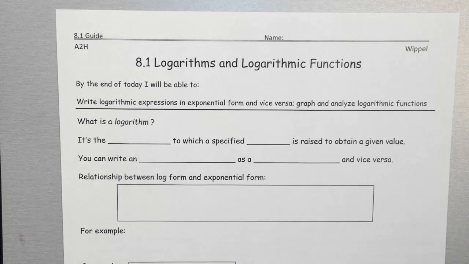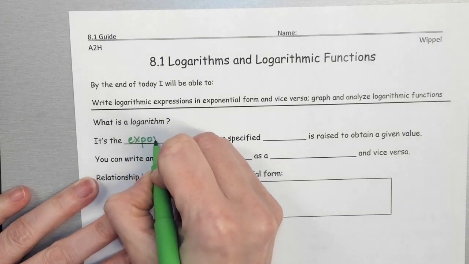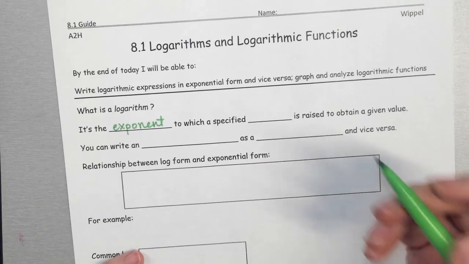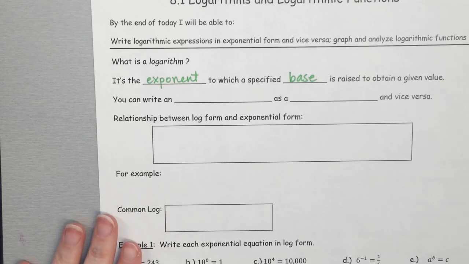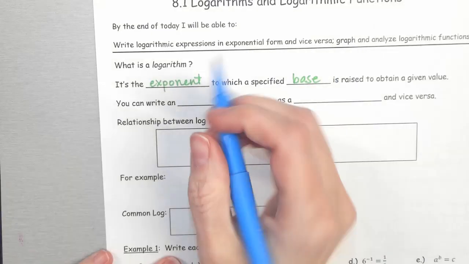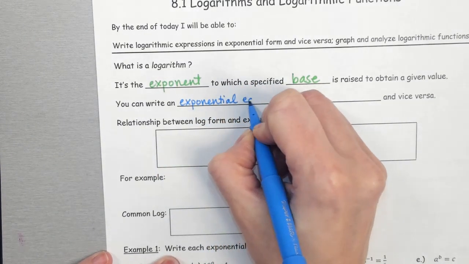One of the questions I get asked about a lot during this section is, what is a log? What a log does is it is a relationship between an exponent and the base. So it's the exponent to which a specified base is raised to obtain a given value. A log is just evaluating that relationship between the base and the exponent. So you can write an exponential equation as a logarithmic equation.